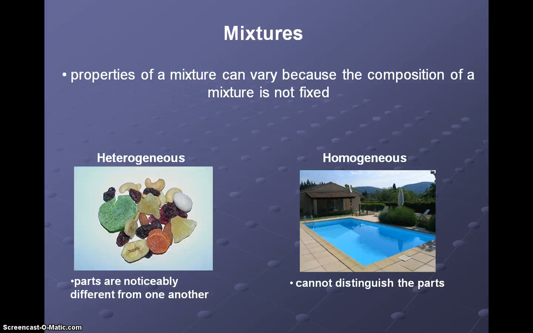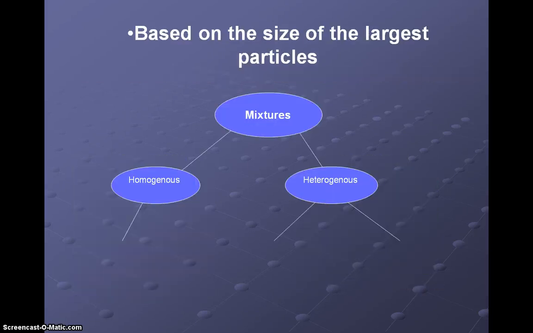So in a heterogeneous mixture, you can visually distinguish the parts. So if we look at trail mix, you can see the fruit and the M&Ms and the nuts and whatever in that mix. Okay, so you can visually distinguish the parts. In a homogeneous mixture, you can't distinguish the parts. So in pool water, we know there's chlorine dissolved in there, there's bacteria in there, there's dirt. I mean, there's all sorts of different things that are dissolved in the pool water. But when you look at it, you can't visually distinguish each of those parts.